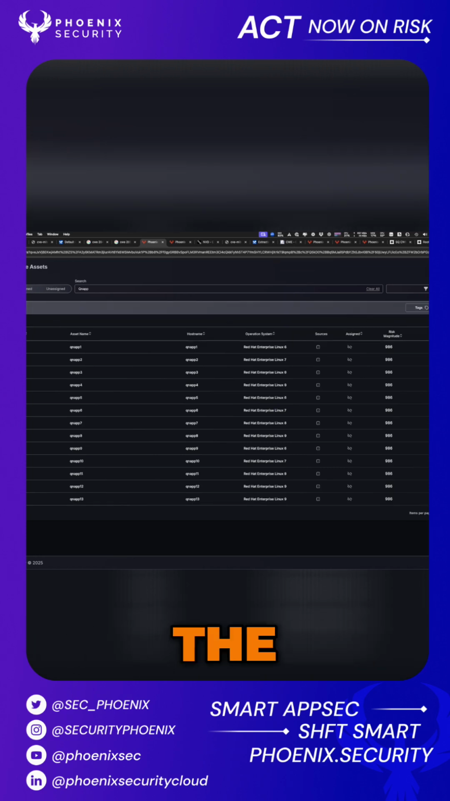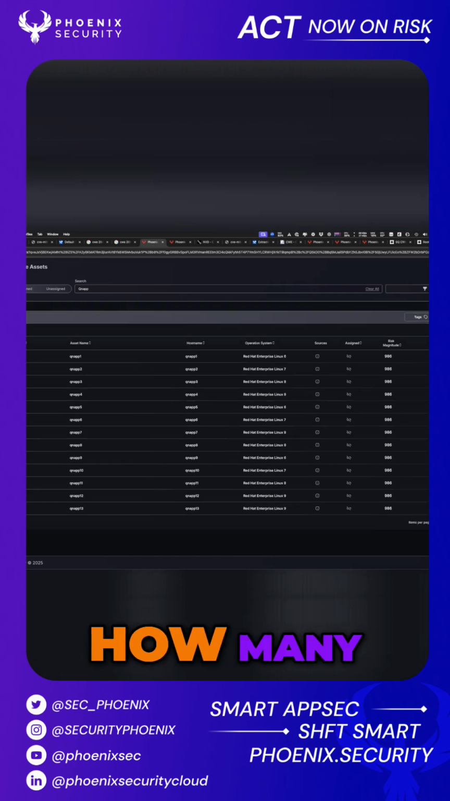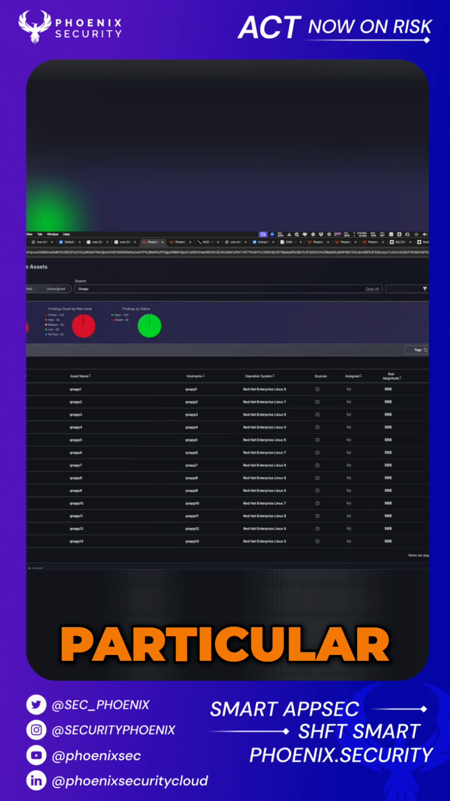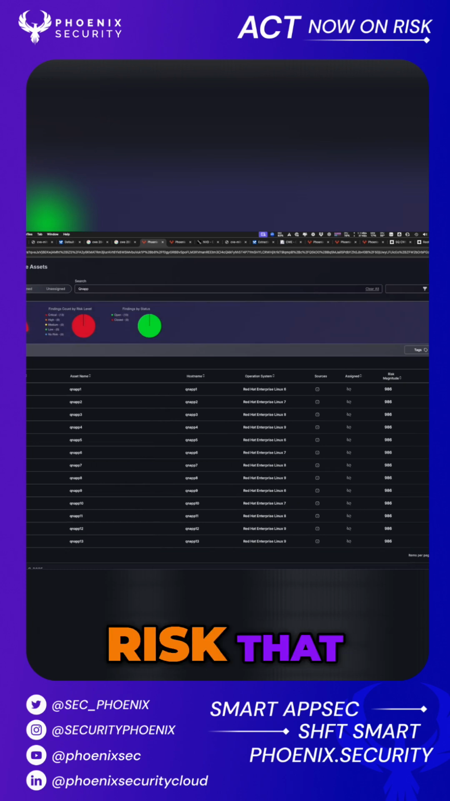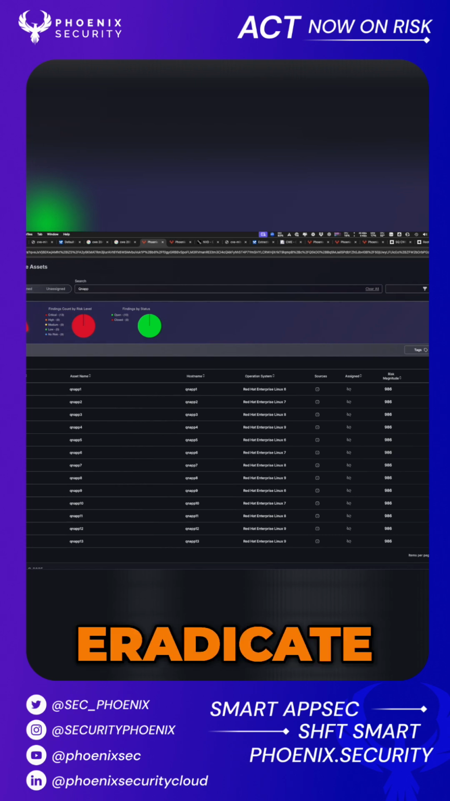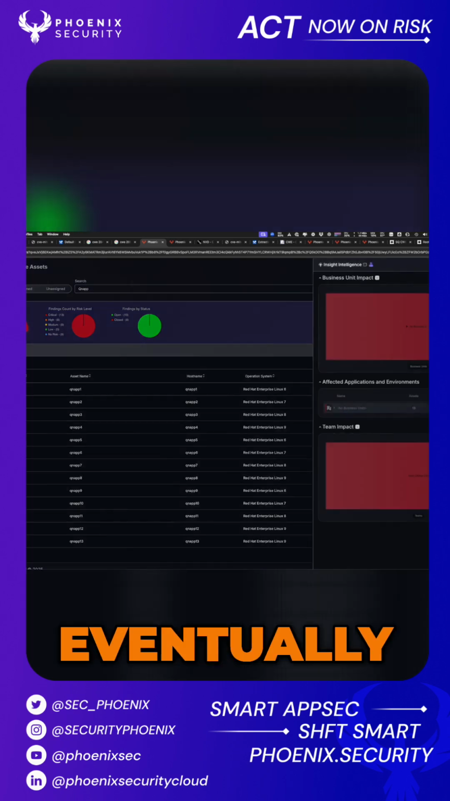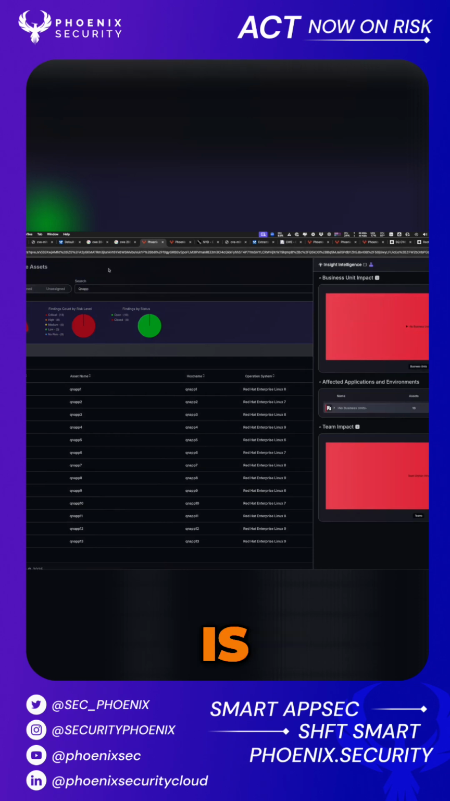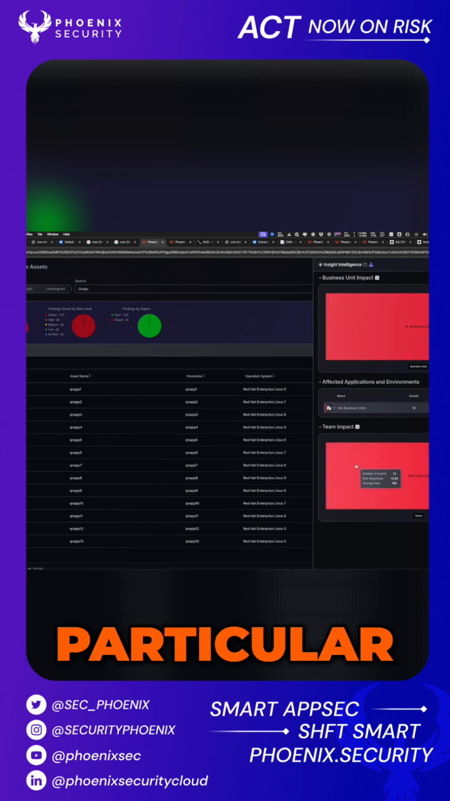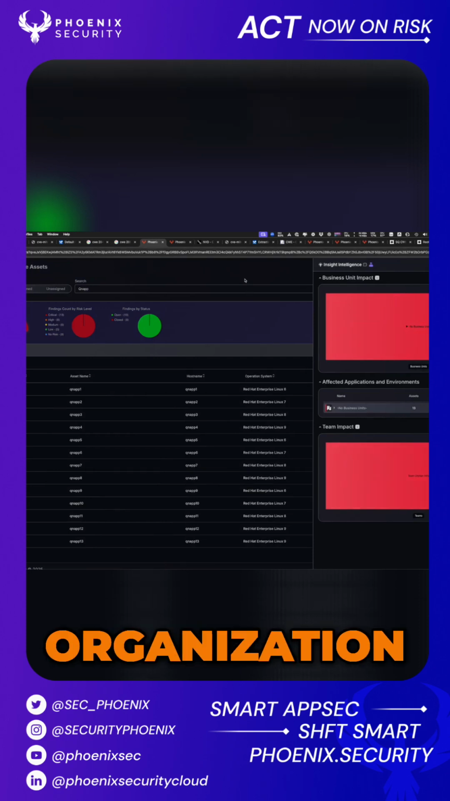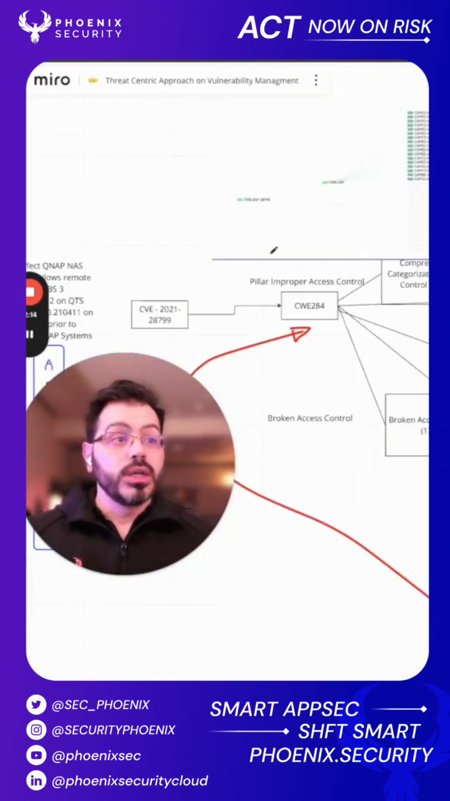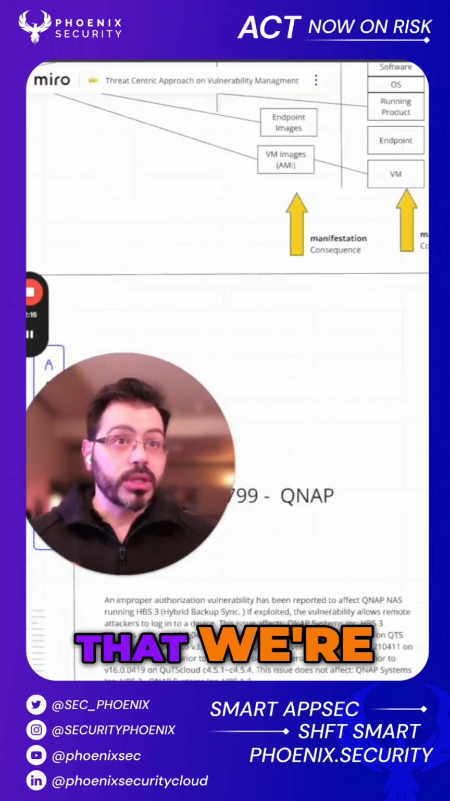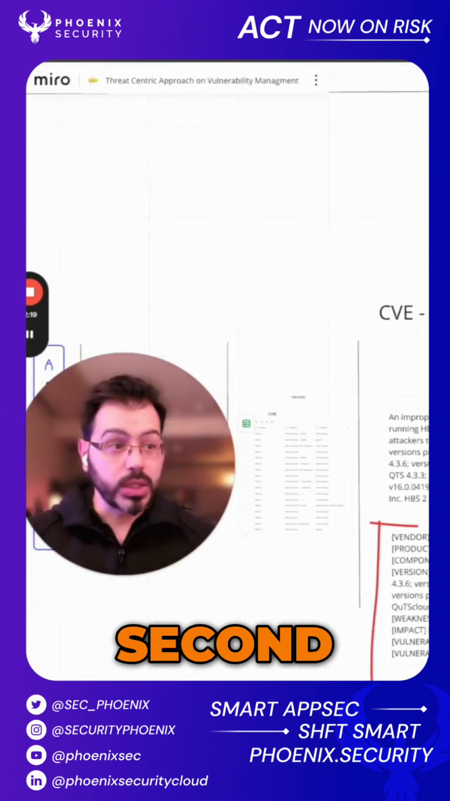So looking at a systemic issue, how many findings are affected by this particular vulnerability, what is the aggregated risk that this particular vulnerability brings to the table, and how can we solve and eradicate this particular problem at scale eventually if this particular issue is identified, and who carries that particular risk across our organization. That is the topic that we're gonna touch on in a second.